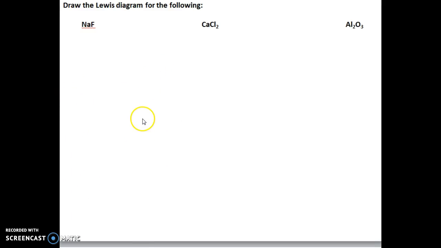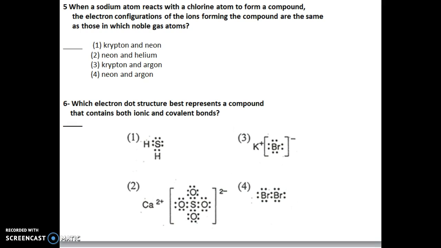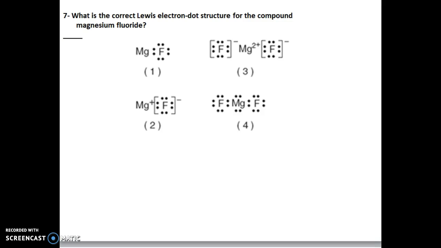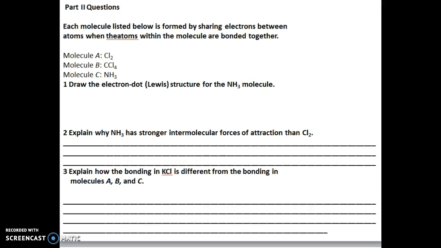Now what I'd like you to do is take a look at NaF, CaCl2, and Al2O3. I'd like you guys to try to write the Lewis structure for that. And when you're done with that, do questions 5, 6, and 7, and then run through the part 2s.